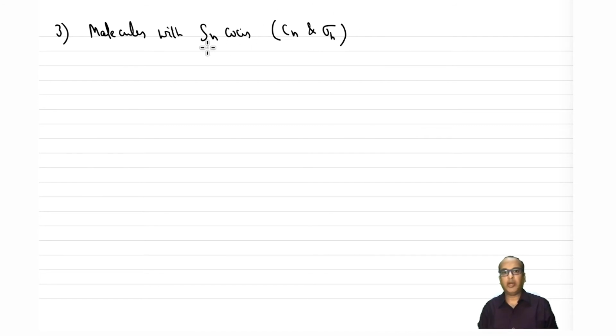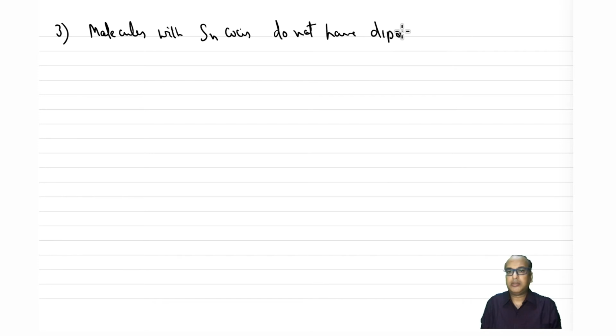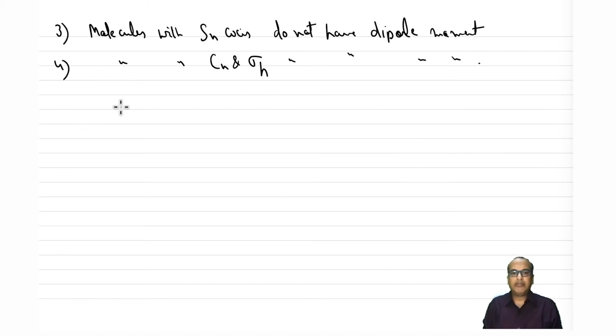So we can say that molecules with Sn axis, or let us make this a separate point actually, so that it is not confusing. So molecules with Sn axis do not have dipole moments. And now molecules with Cn and sigma h do not have dipole moment. Okay. So that leaves what all point groups that will have dipole moment.